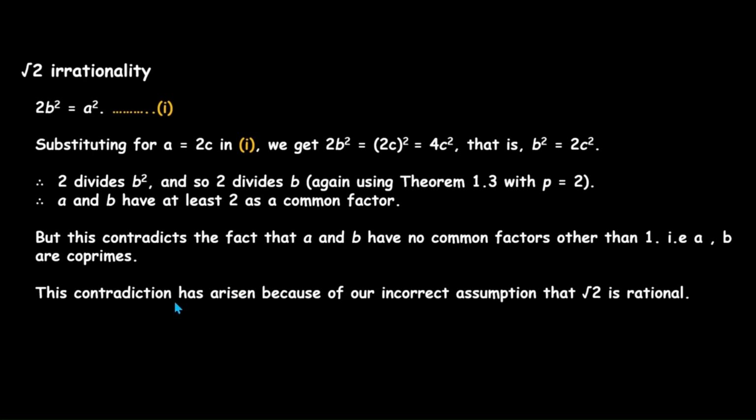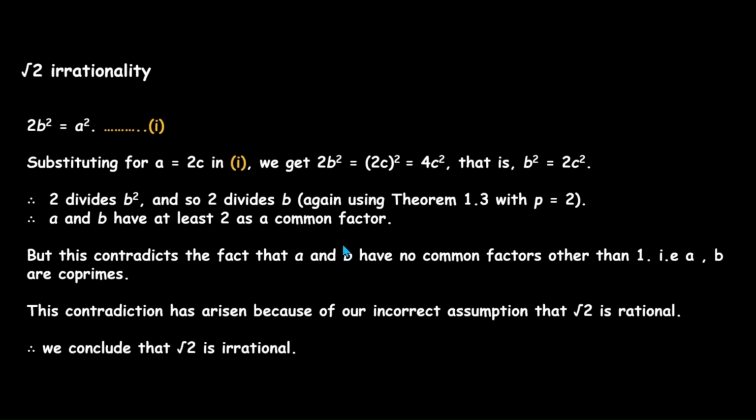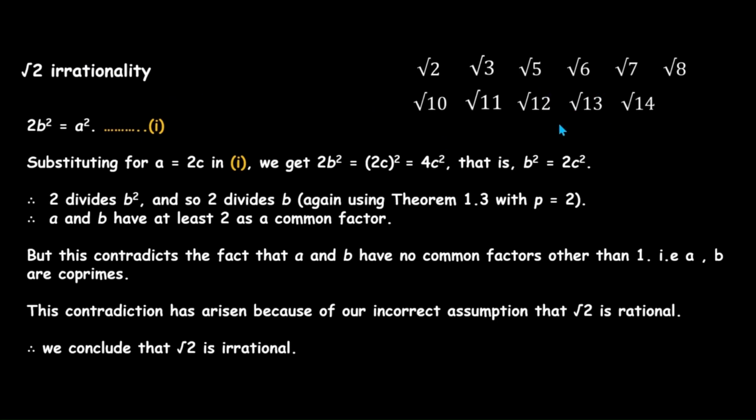So this contradicts the fact that a and b have no common factors other than 1, as they are coprimes. So this contradiction is due to the fact that our initial assumption was incorrect, that root 2 is rational. Hence, we conclude that root 2 is irrational. The same method we can use to prove irrationality of root 3, 5, 6 and so on for all the individual numbers that are shown here. Of course, the same methodology works for proving irrationality of any individual numbers.